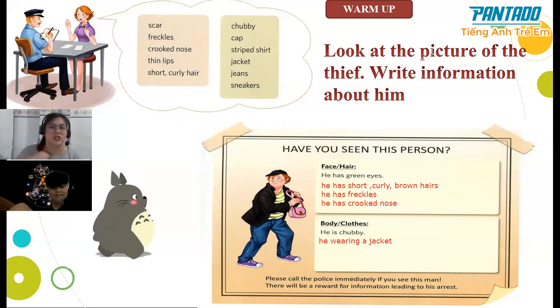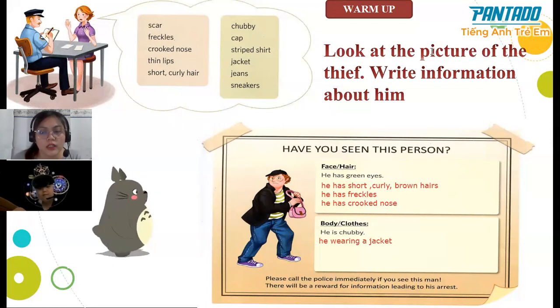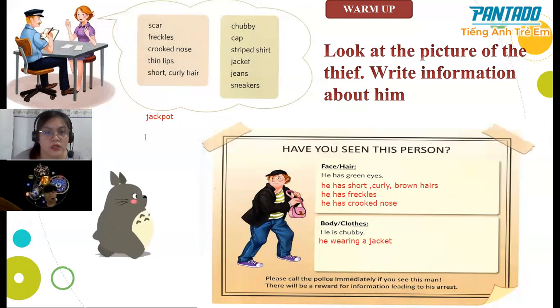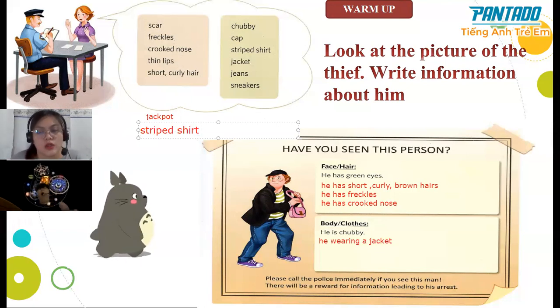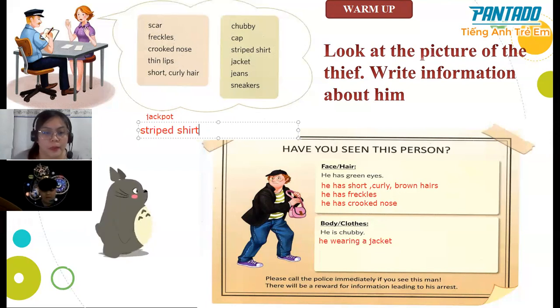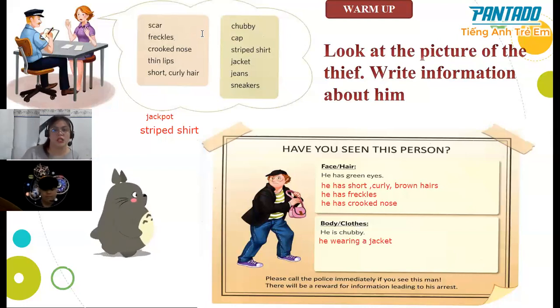What about his shirt? What do we call that pattern? That one is striped, like this one. This pattern. Can you see that? Striped shirt. What else is he wearing? What about the bottom part?